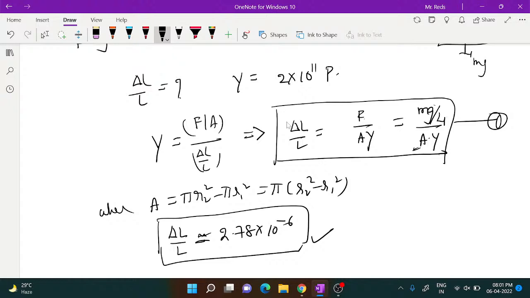Okay. The other things we will see. Level 1 it is given. In level 1 only it is given.